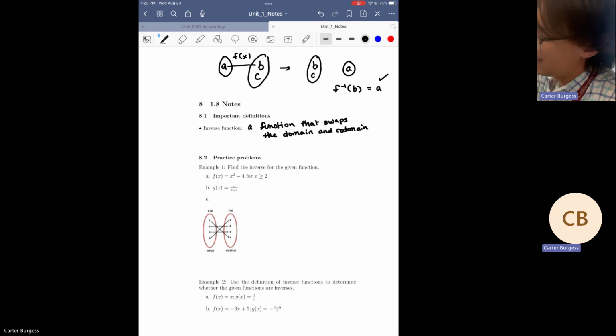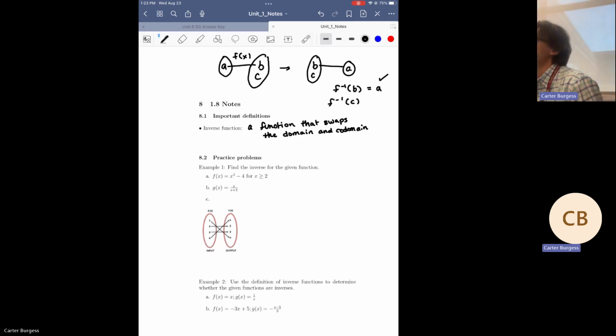Where we run into a problem is when we try to do the same thing with C, when we try to take f inverse of C. Why is this a problem? There's nothing to go. C doesn't have anywhere to go. C doesn't get mapped to in our original function. And so when we try to trace back and ask what is the input that would spit out C, there is none. There isn't an answer here. And the fact that there isn't an answer here is actually fairly problematic.